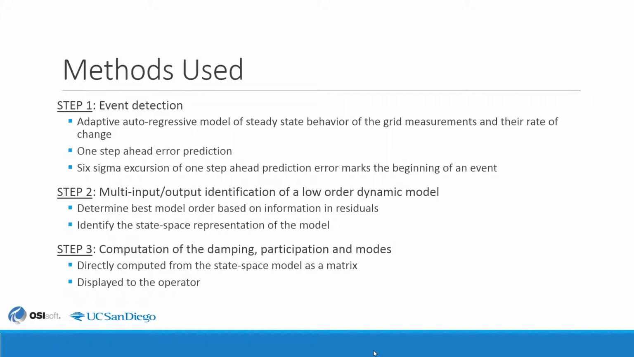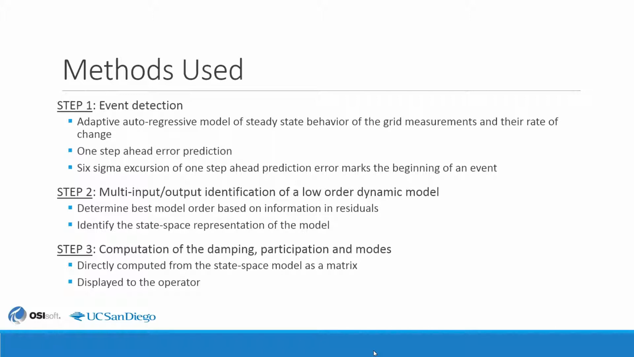We developed an adaptive autoregressive model of events on the grid. This model is automatically updated when the system is in a quiescent state. It also includes a model of the rate of change of the variables involved, which include frequency, angle, and power. From the autoregressive model, we predict 1 step ahead of the expected value of the output.